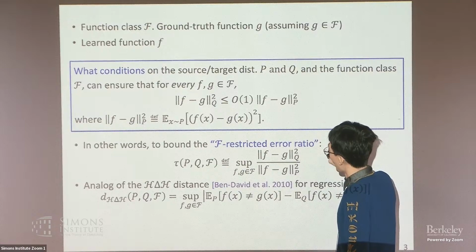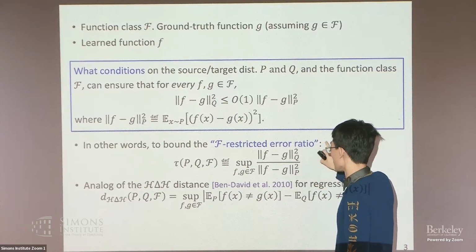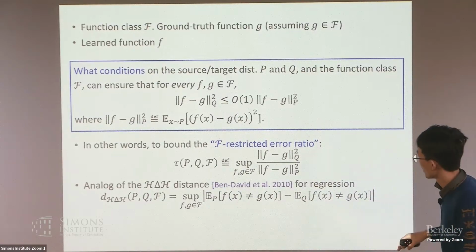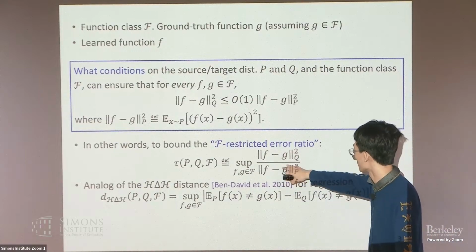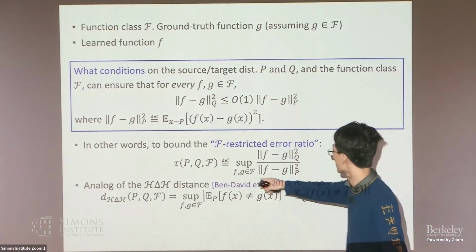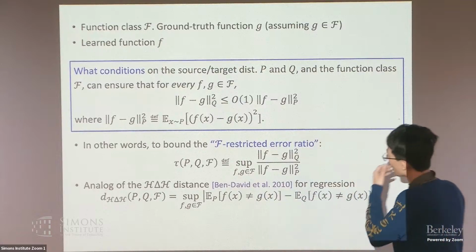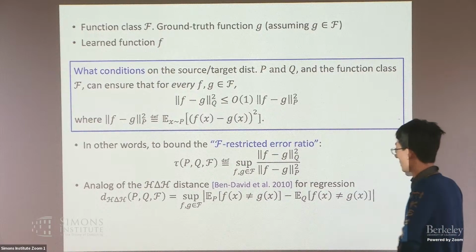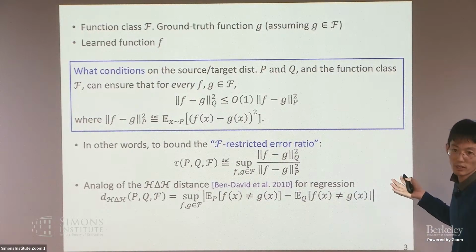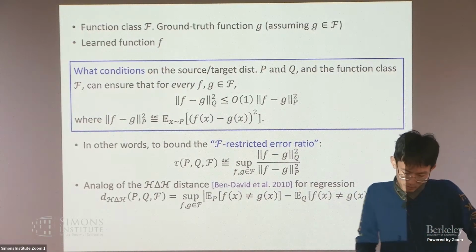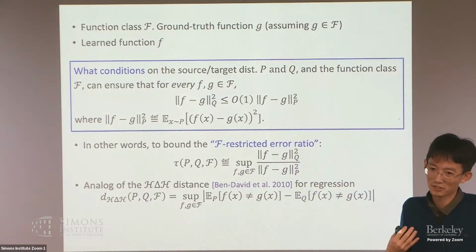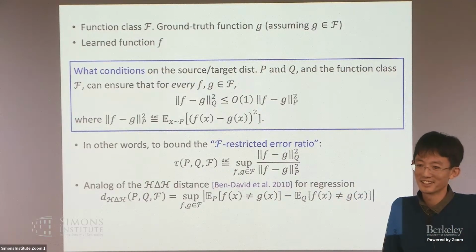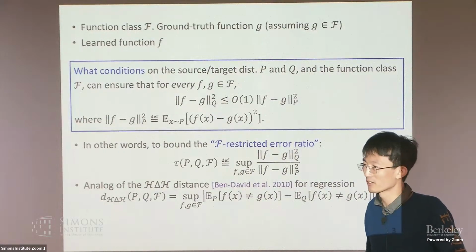I call it the average error ratio, just to give it a name in the paper so that you can refer to it. It's nothing more than taking the ratio and restricting the functions f and g to be in the function class capital F. This is the analog of the H delta H distance for regression. I think we want to work on regression because classification is too hard. With regression, you have some structure.